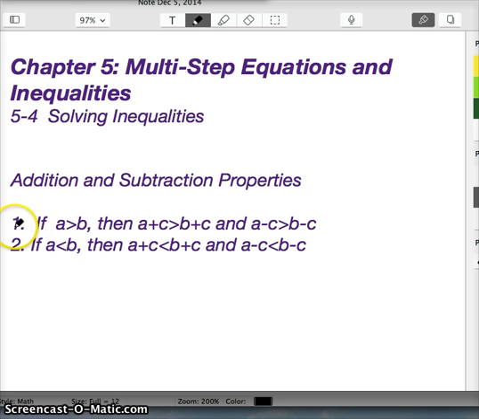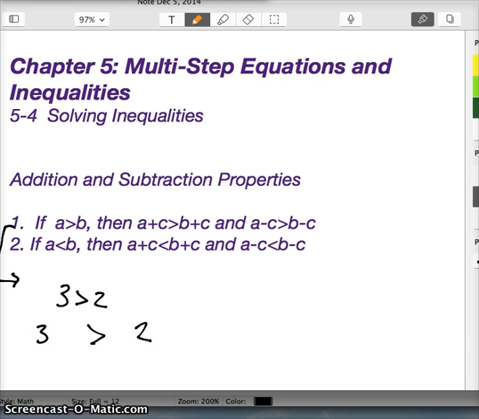So I'm going to look at number one and think through an example situation here. If I had 3 being greater than 2, which we all know is true, this property is saying it doesn't matter what C is. If I add the same number to both sides, this inequality will be preserved. So let's use the number 4. I start off with 3 and add 4 to both sides, so I've got 3 plus 4 over here, and 2 plus 4 over here. Is the inequality maintained? Yeah, 7 is certainly greater than 6.